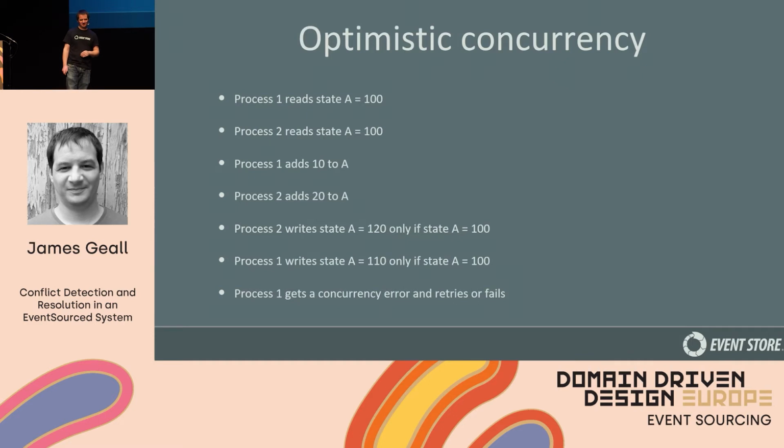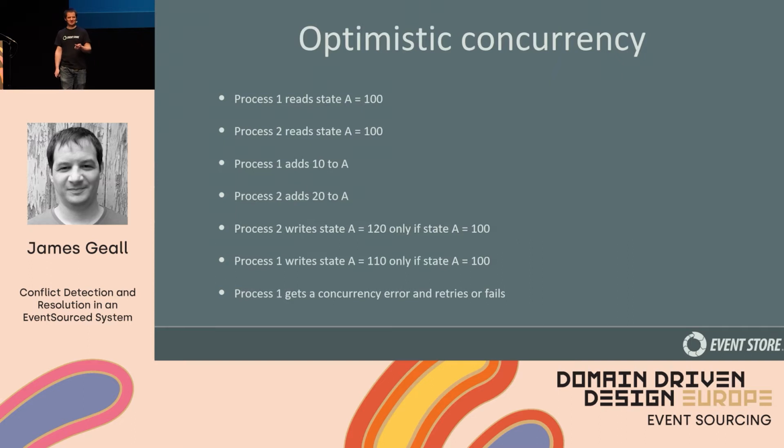Optimistic concurrency. Both of them read the same state again. They don't take a lock out. They both add, as before, with no concurrency controls, 10 and 20 respectively, to the state. Then process two writes state A to 120, only if it hasn't changed. Process one writes it to state A only if it hasn't changed. If process two did it first, it has changed, so you get a concurrency error, and you either have to retry or fail.